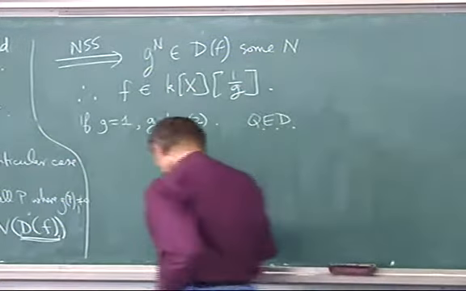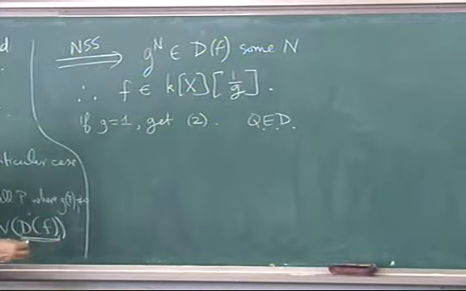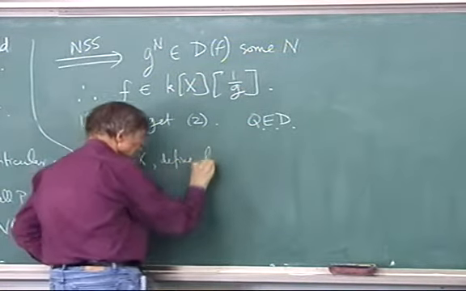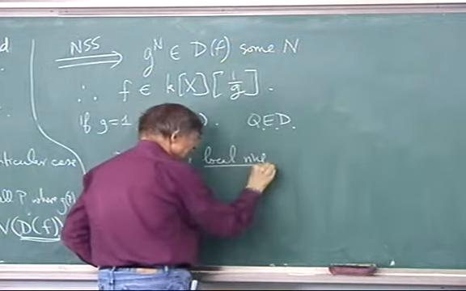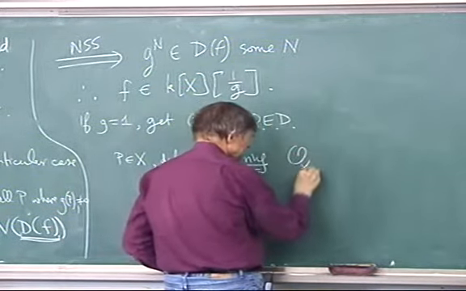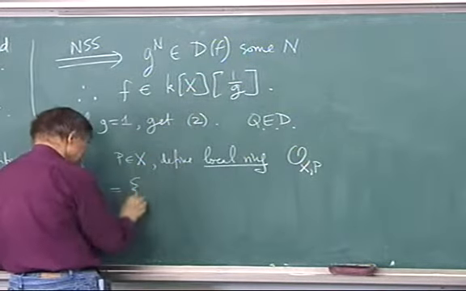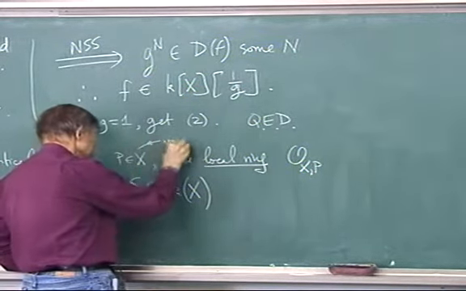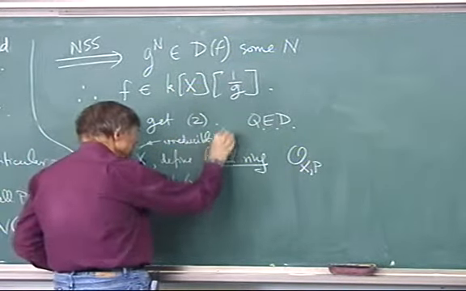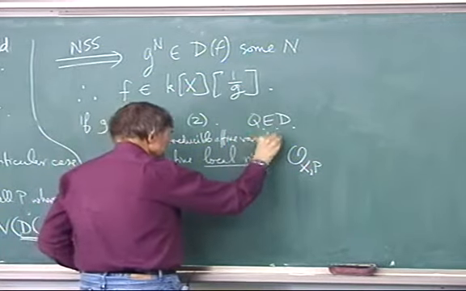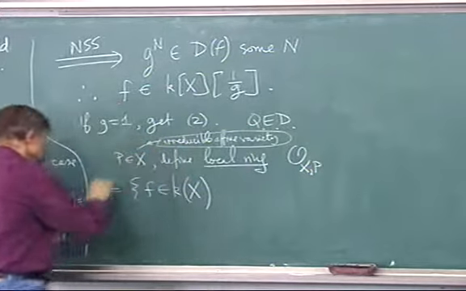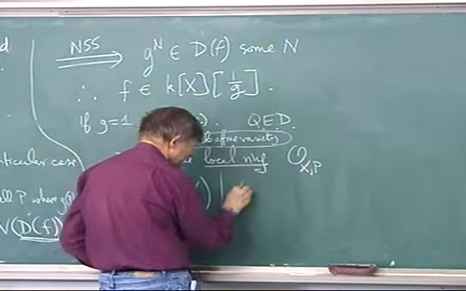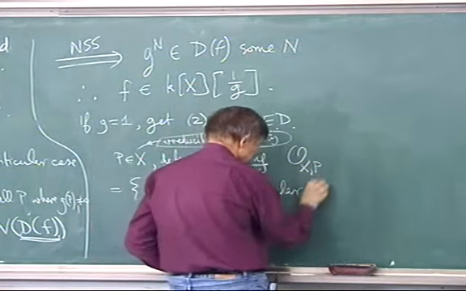So this is at the moment just a definition, but we're going to come back to it later in some detail. If P is in X, define the local ring O_{X,P}. This is the set of f in K(X). So this is still an irreducible affine variety. This is the set of f, rational functions on X, such that f is regular at P.